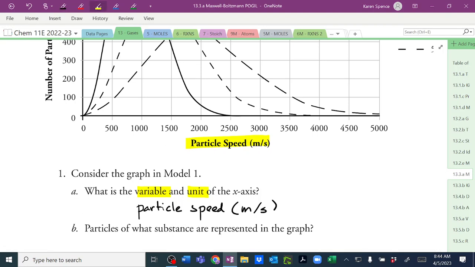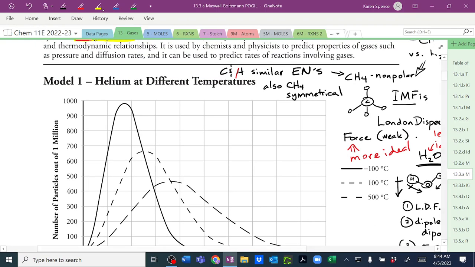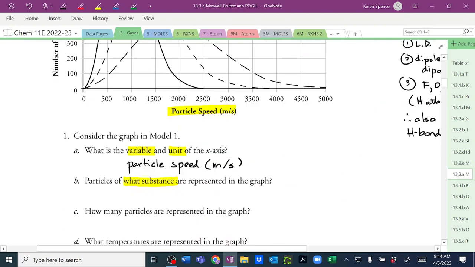Particles of what substance are represented on this graph? And so we go and we look and we see, it says number of particles out of 1 million. That doesn't tell me the type, but if I look up at the top, oh, it is helium. Hooray, okay.